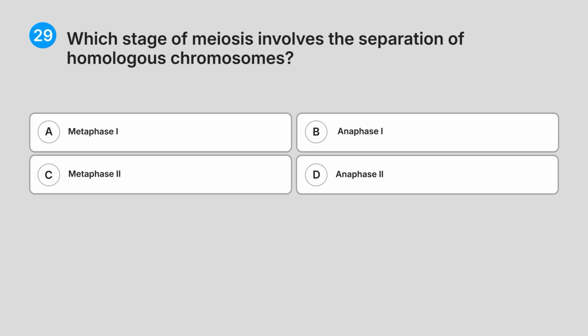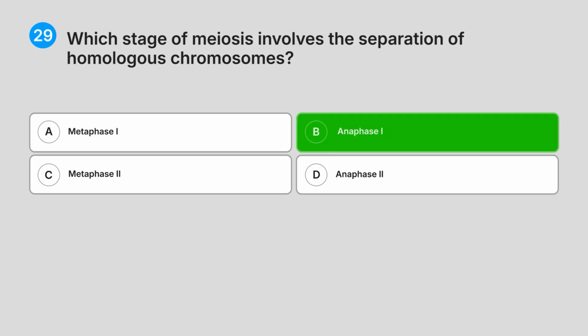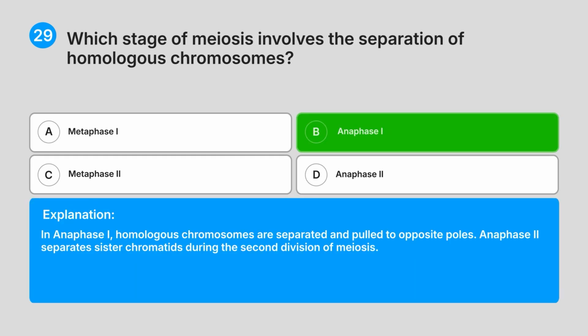Correct answer: B. Anaphase 1. Explanation: in anaphase 1, homologous chromosomes are separated and pulled to opposite poles. Anaphase 2 separates sister chromatids during the second division of meiosis.